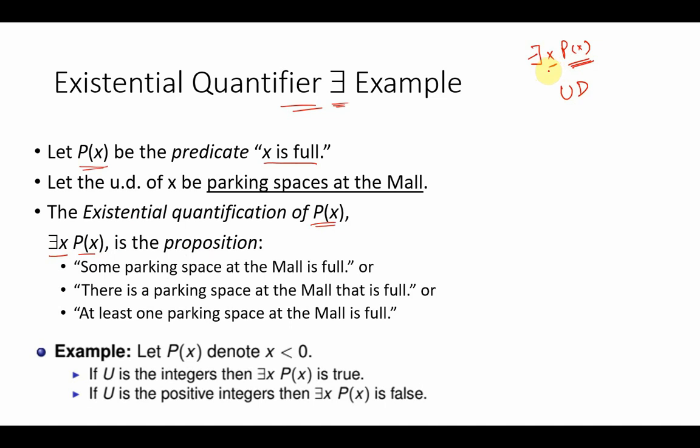Now how many values there are for which P(x) is true is not important. What is important is that there is at least one value of x for which this P(x) is true. So if I write there exists x P(x), what it means in terms of this predicate and this universe of discourse is: some parking space at the mall is full.